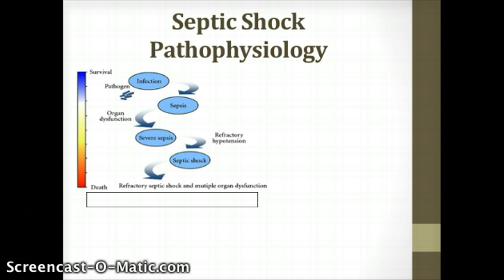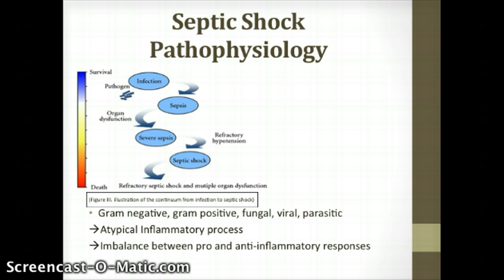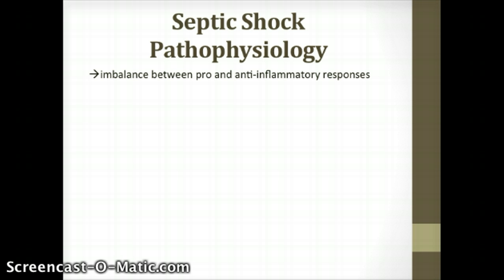The outer membrane of gram-negative organisms, gram-positive organisms, as well as fungal, viral, and parasitic components can trigger the pathophysiology of sepsis. This is an atypical inflammatory reaction which leads to an imbalance between pro-inflammatory and anti-inflammatory responses. In the activation of innate immunity, several cytokines are induced, including tumor necrosis factor and interleukins.